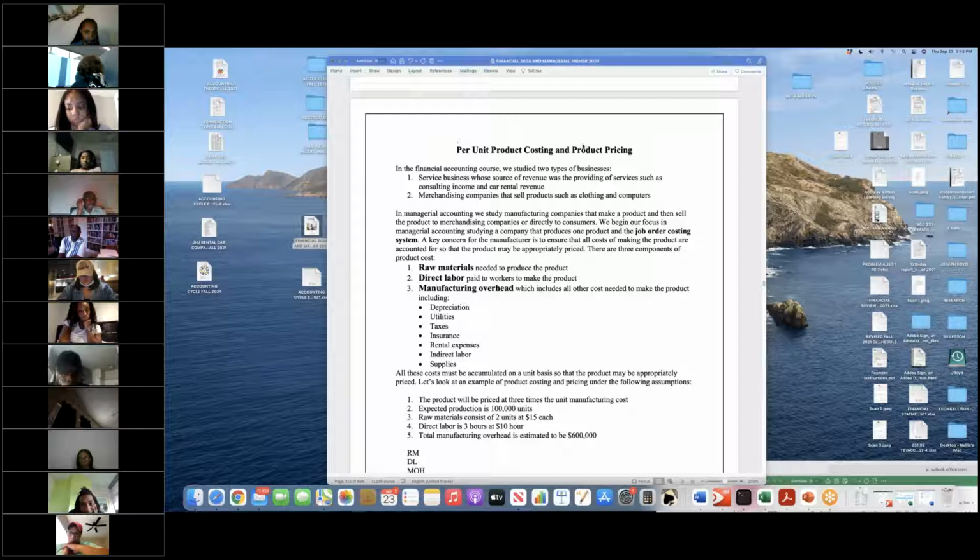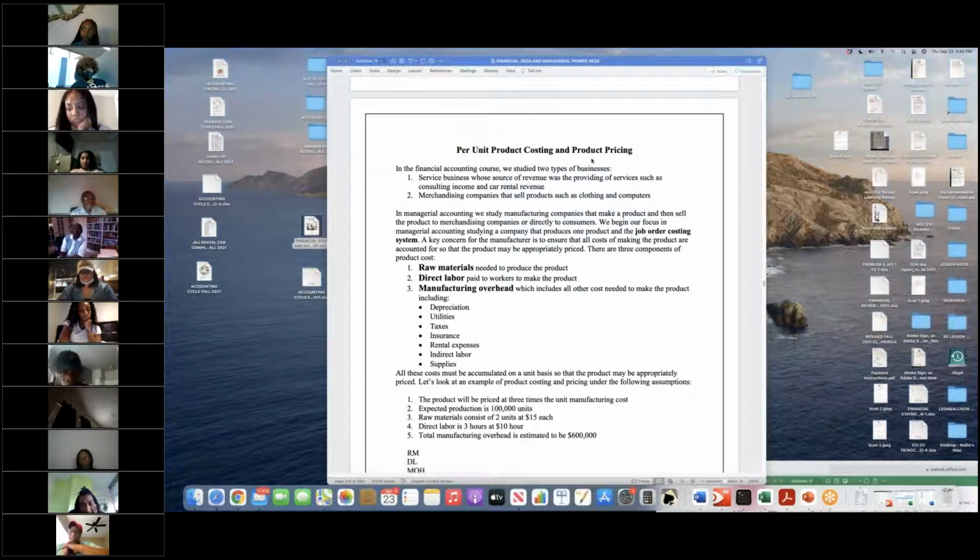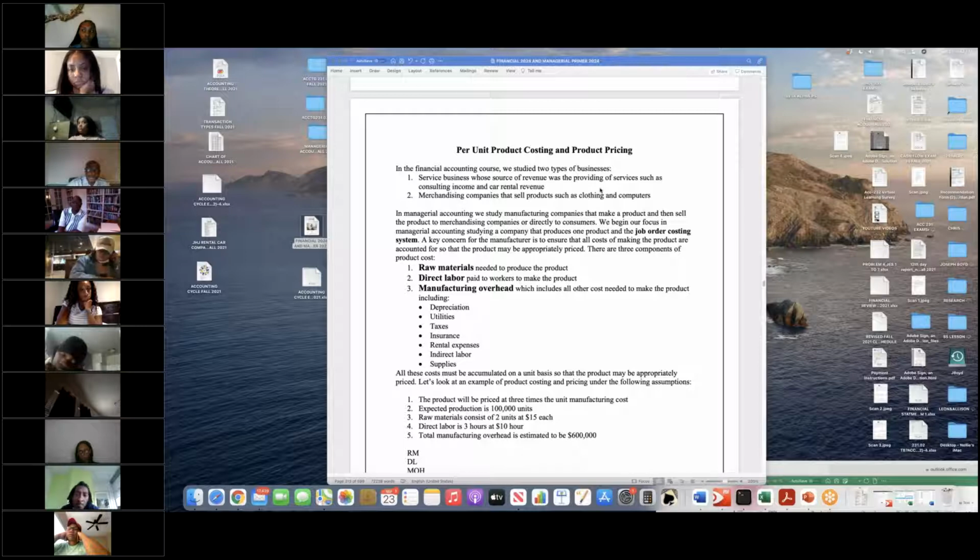It's always on a unit basis. So on your product, you have to tell me how much it costs to make one of the items. Like I said, we started off with a service business. We were renting those cars. And then we sold some shoes. And now we're making the product and selling it. So a little bit more is involved.